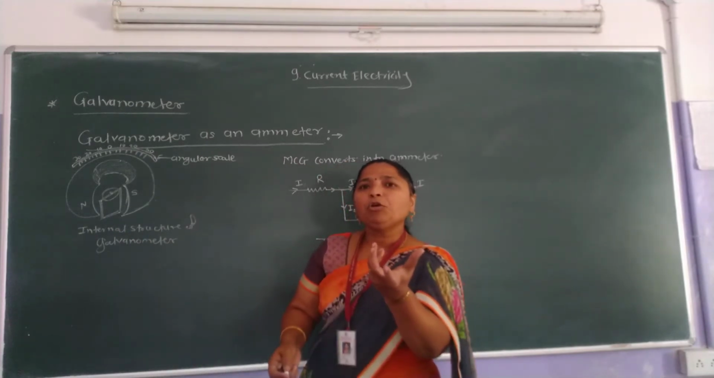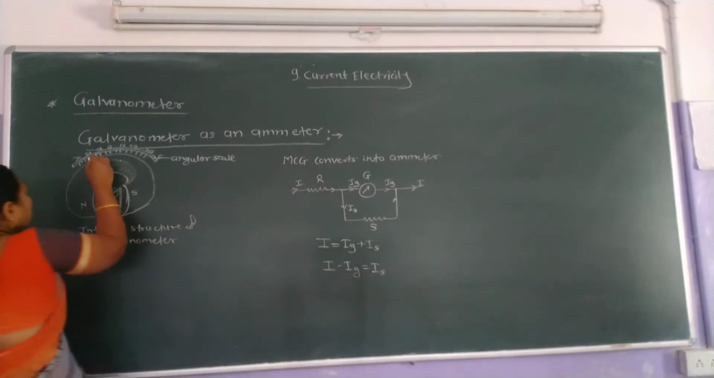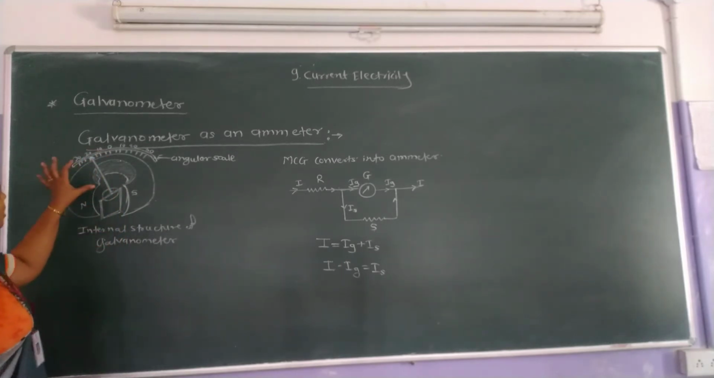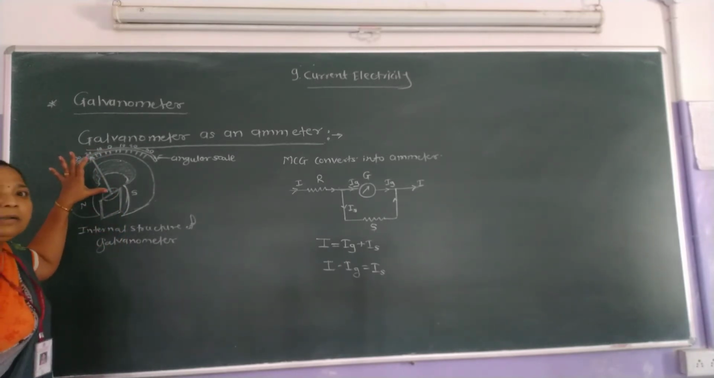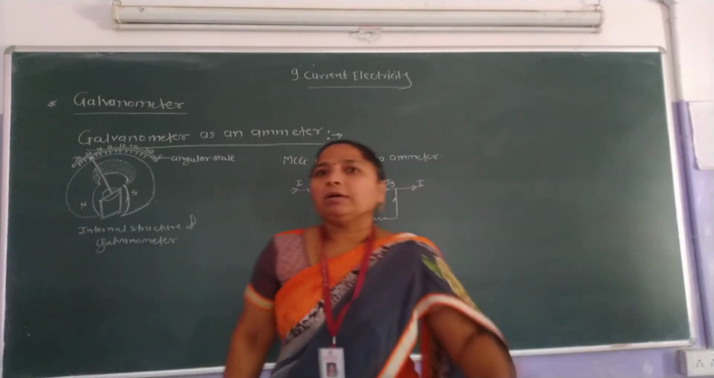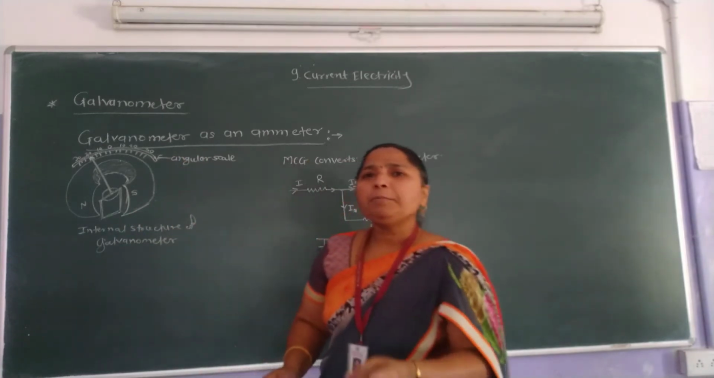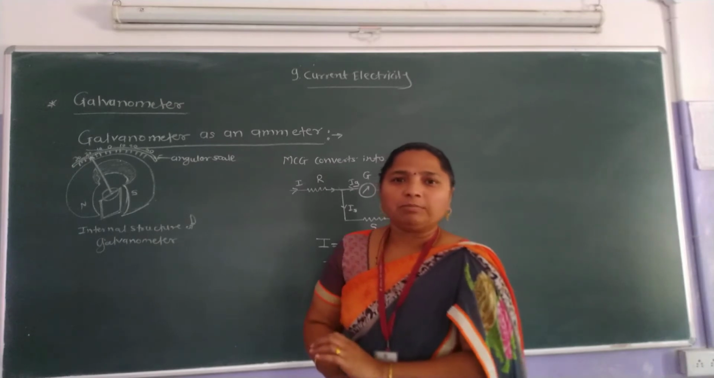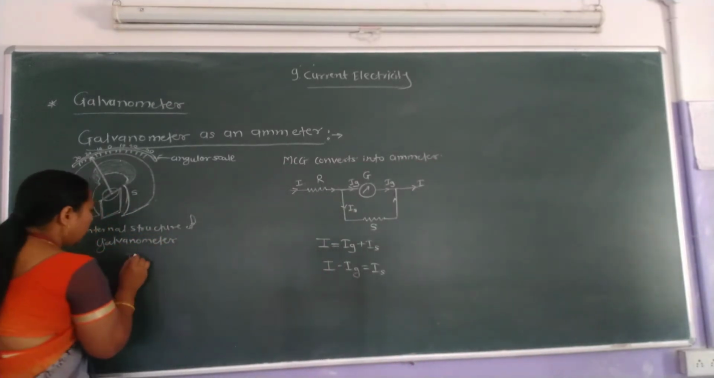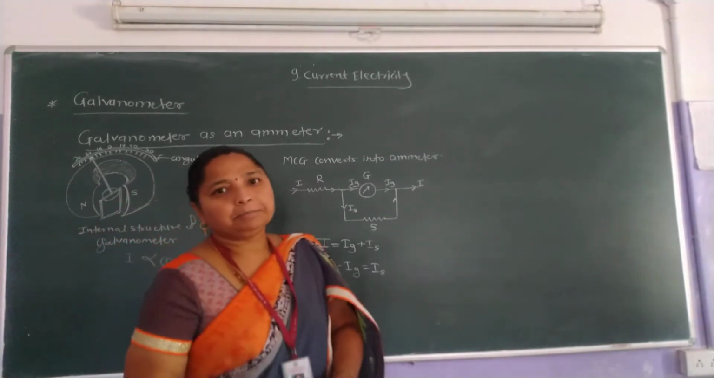The coil is pivoted with a pointer, which shows a deflection on the galvanometer. The pointer shows a deflection when a very small current flows through it. A larger current gives a larger deflection, hence current is directly proportional to the deflection. In a galvanometer, I is directly proportional to theta.